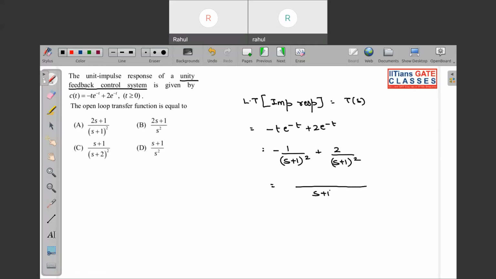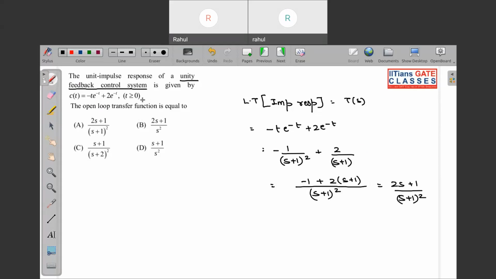So this will be (s plus 1) whole square over here. Sorry. So this will be what? Minus 1 plus 2s plus 1. So this will be (2s plus 1) divided by (s plus 1) whole square.